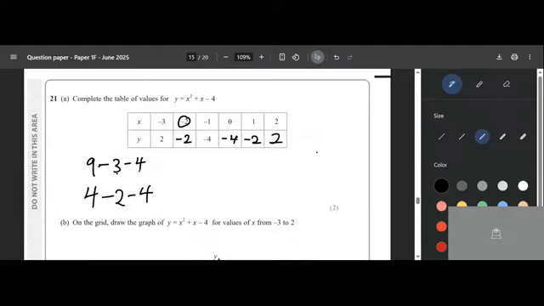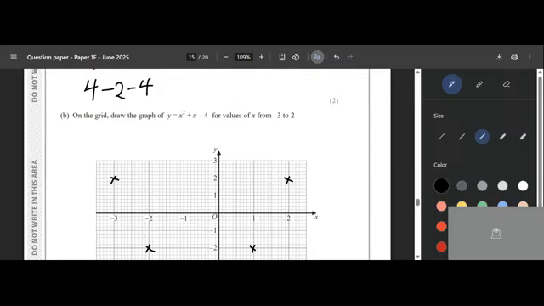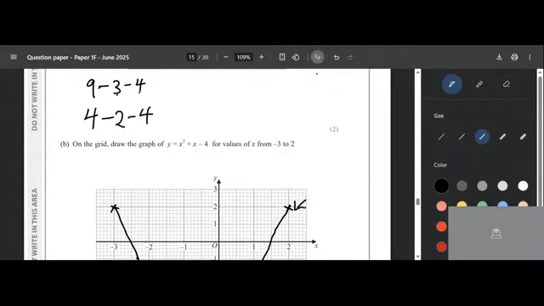Since this is a square, it's a quadratic graph, and it's supposed to be cutting the x-axis twice. Without using a ruler, we have to make it as smooth as possible. Just join it. It has to be a smooth curve. This is the equation of the line y equals x squared plus x minus 4. That is how it is supposed to be.